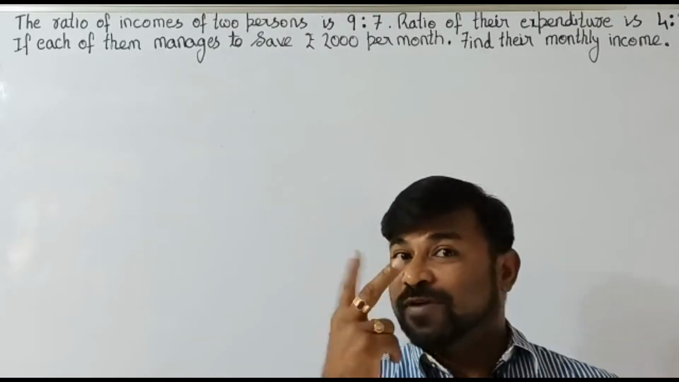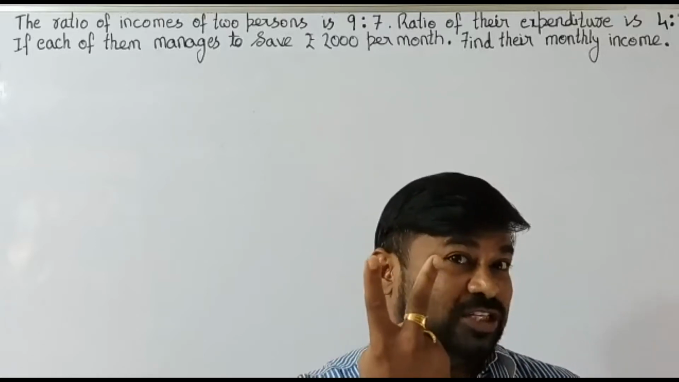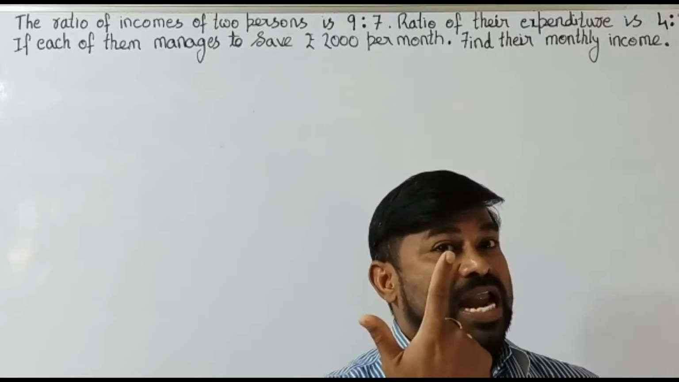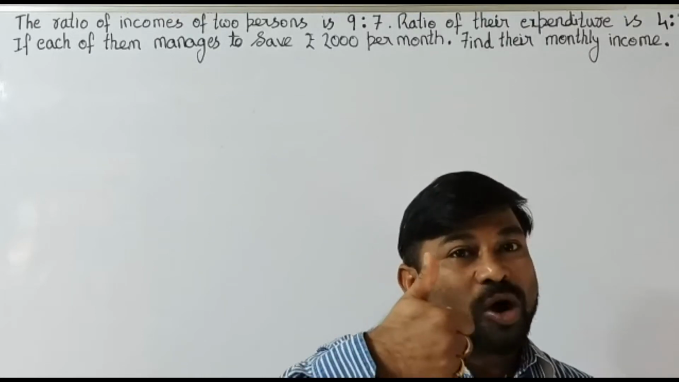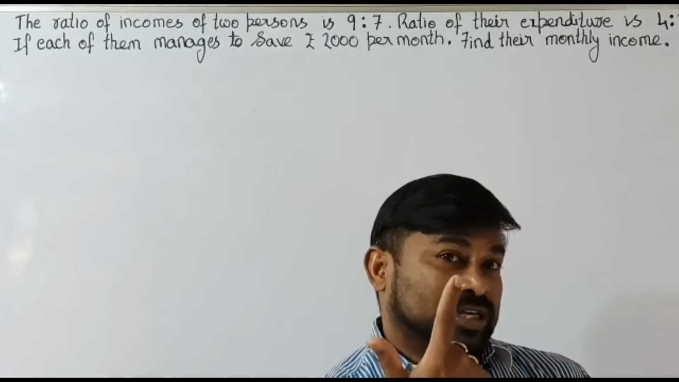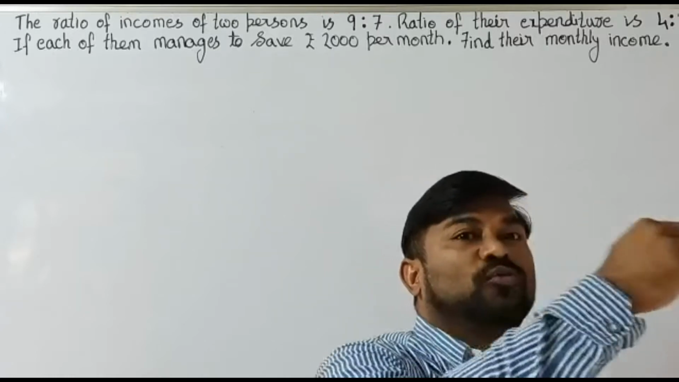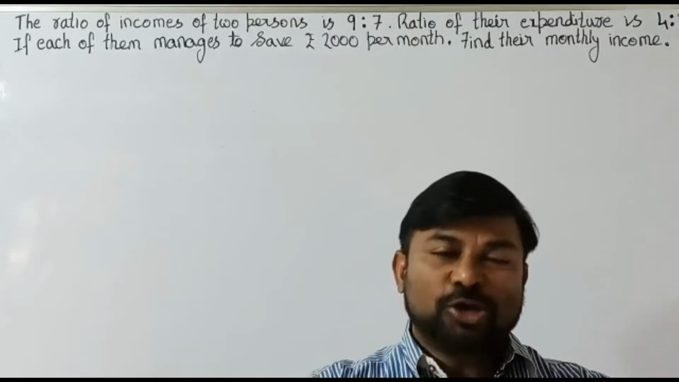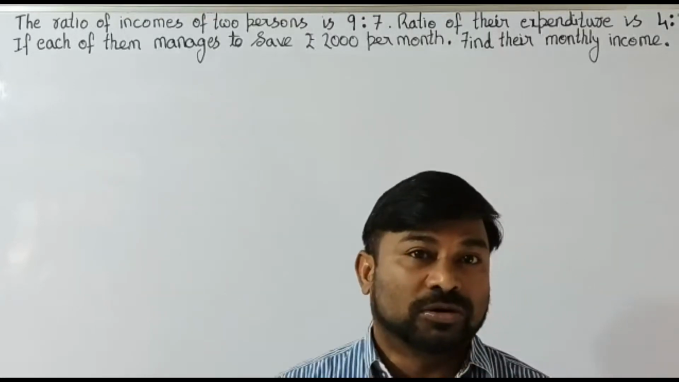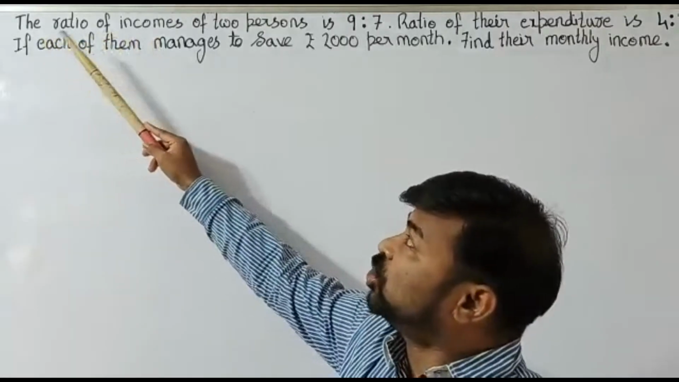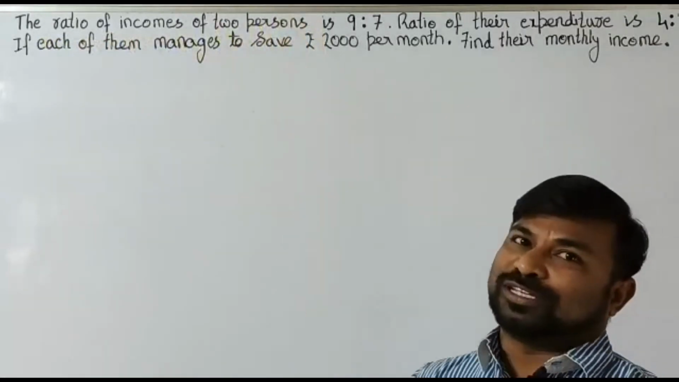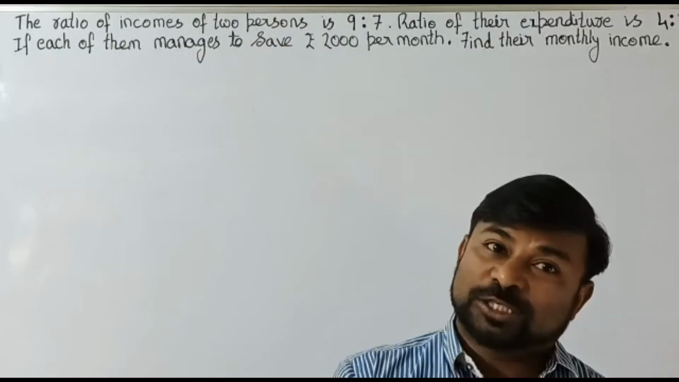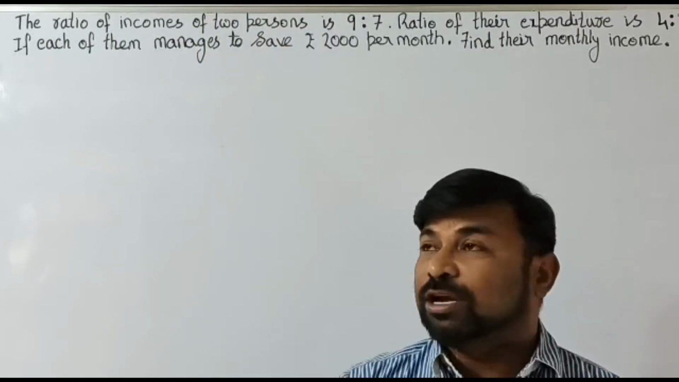But please remember, we are talking about two things here: income and expenditure. So what is the ratio of the income and what is the ratio of expenditure? From there onwards, we should be able to calculate the savings. To help you understand better, we are taking a sum here. The ratio of incomes of two persons, and we are talking about savings, expenditure and income.